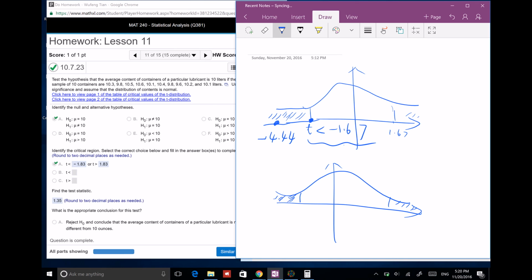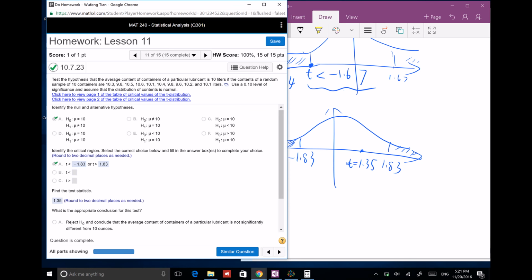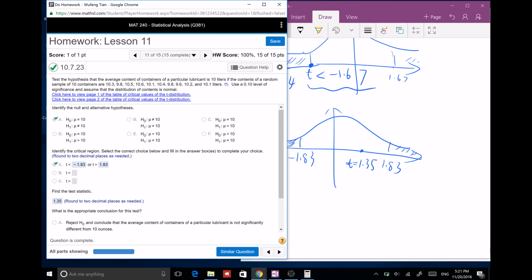So now I use this data, and you find the t value is 1.35. This is negative 1.83, this is 1.83. So now I find the t value equals 1.35. I'm not going to reject it because it's not in the rejection area. So not rejected. Now how do I find 1.35?